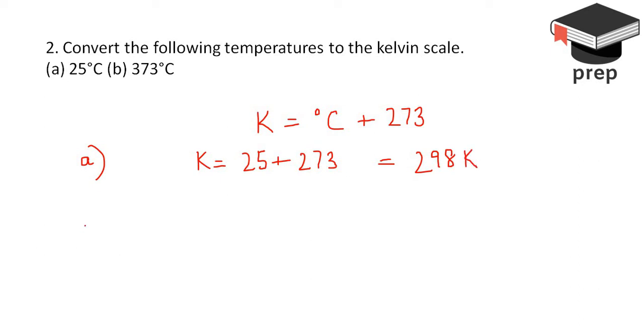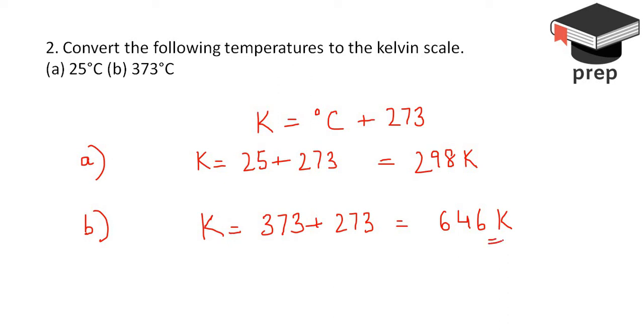Very similarly, we do the second part of the question. The temperature in Kelvin will be the temperature in degrees Celsius. For the second part it is 373 plus 273. When you do this calculation, I suppose the answer would be something around 646 Kelvin. You can just check that, a simple addition. So I hope this part was clear.